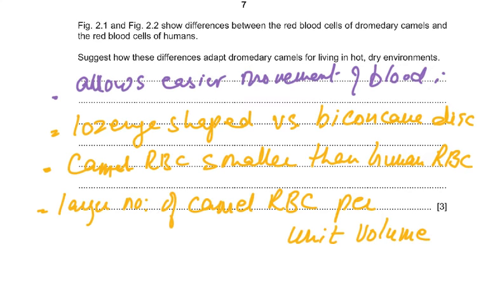So suggest how these differences adapt for living in hot, dry climates. So allows easier movement of blood, one mark, and the explanations were because they are lozenge shaped while those are biconcave discs, and the camel red blood cells are smaller, so they will be easy to flow in the blood vessels, and a larger number of camel red blood cells per unit volume. So the transport of oxygen is more efficient because these are smaller than the human red blood cells.